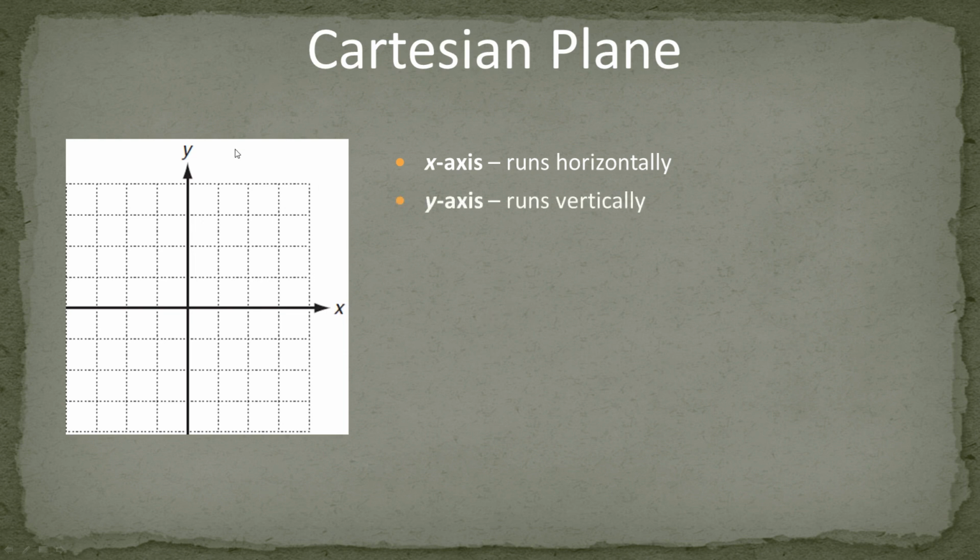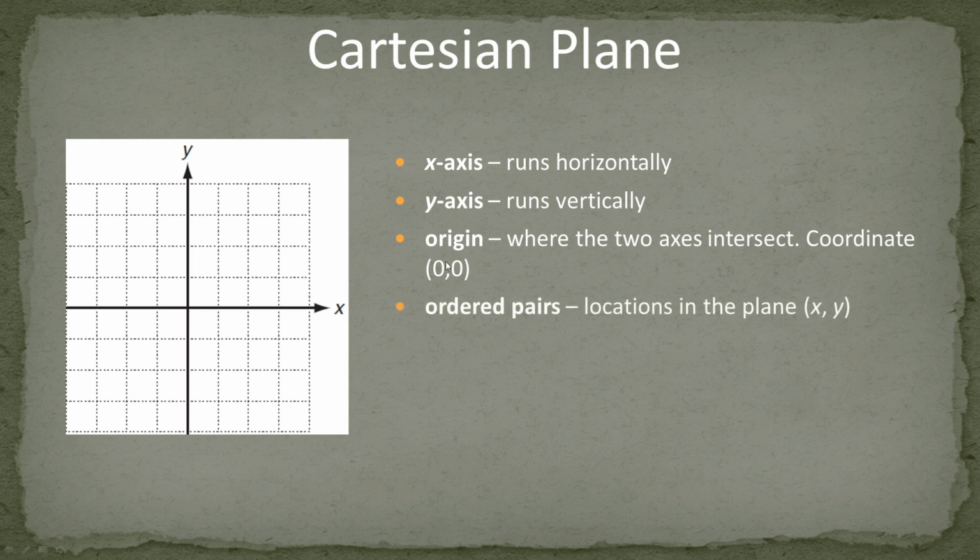And the y-axis runs vertically, and the negative coordinates are below the x-axis, and the positive coordinates are above. And again, the arrow is pointing upward because that's which way the points are increasing. The origin is where these two axes intersect, and that is the coordinate point 0, 0.